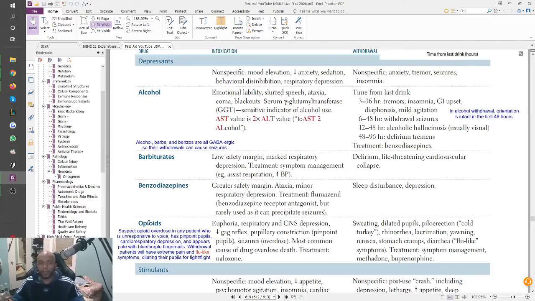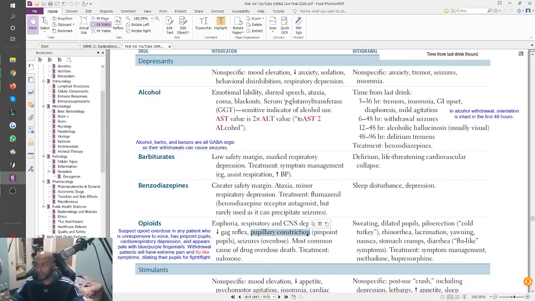Now remember that opioids are all about relaxing, right? I think I've written that here. Withdrawal patients will have extreme pain and flu-like symptoms, dilating their pupils for fight or flight. Yeah, right. Opioids take away your pain. They make you feel very, very relaxed, and you go to sleep. Now, when you close your eyes and it becomes really, really dark, your pupils will constrict, right? So that's what's happening right here.